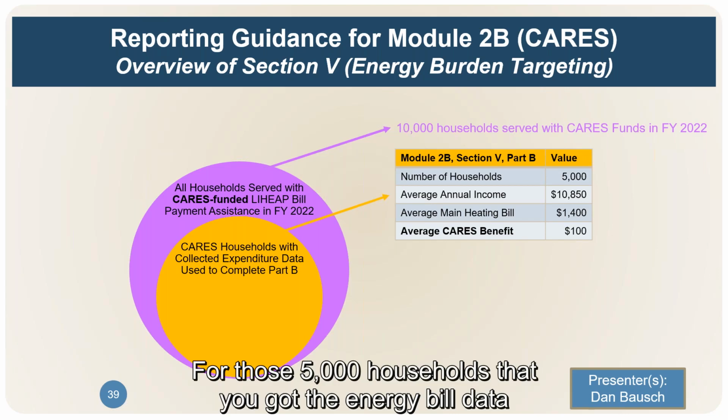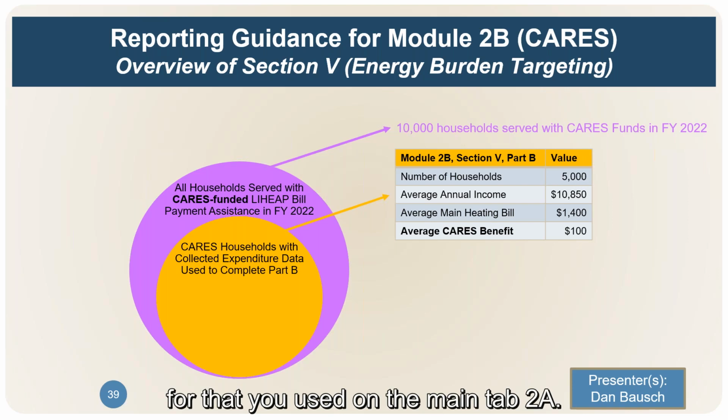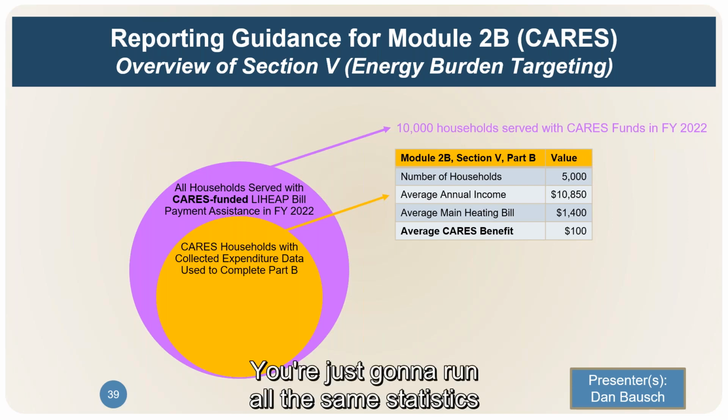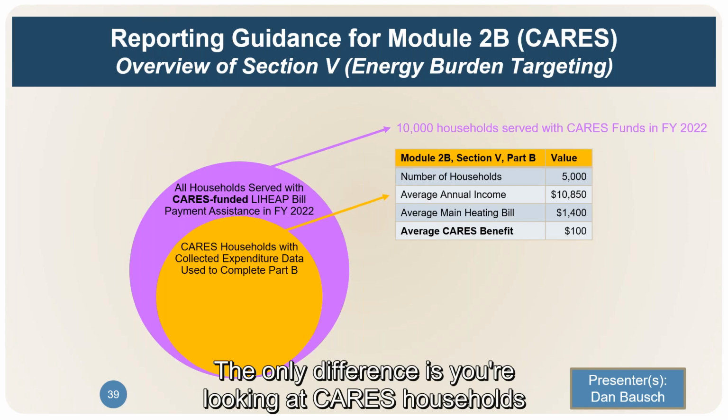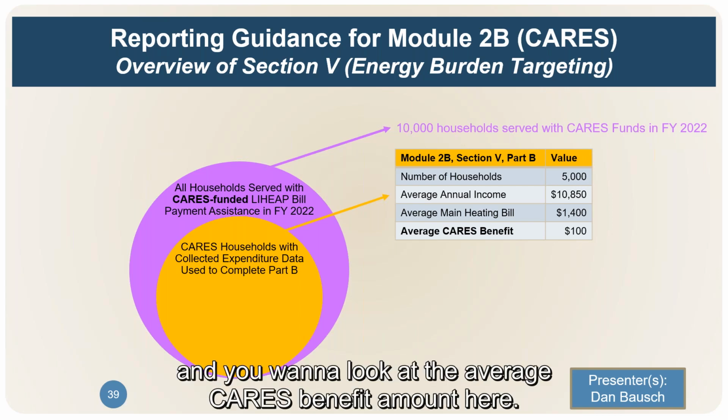For those 5,000 households that you got the energy bill data for, that you used on the main tab 2A, you're just going to run all the same statistics on the average annual income, the average annual bill amounts. The only difference is you're looking at CARES households and you want to look at the average CARES benefit amount here.